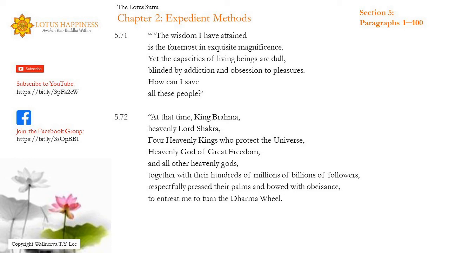At that time, King Brahma, Heavenly Lord Chakra, the four heavenly kings who protect the universe, Heavenly God of Great Freedom, and all other heavenly gods, together with their hundreds of millions of billions of followers, respectfully pressed their palms and bowed with obeisance, to entreat me to turn the Dharma wheel.